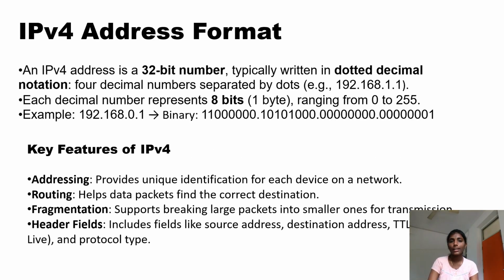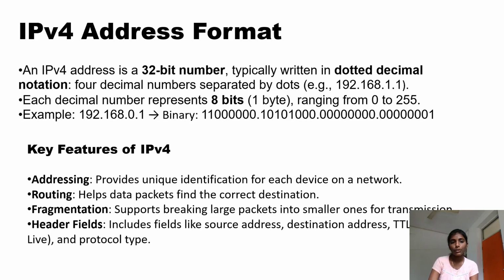Now we shall see the address format of the IPv4. An IPv4 address is a 32-bit number typically written in dotted decimal notation. Four decimal numbers separated by dots. Each decimal number represents 8 bits, ranging from 0 to 255.